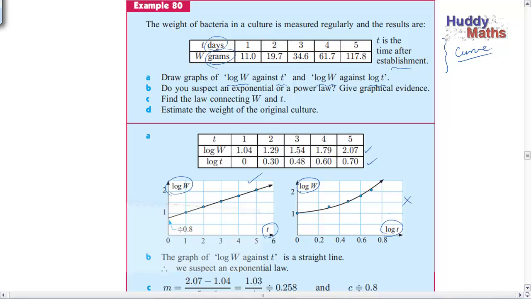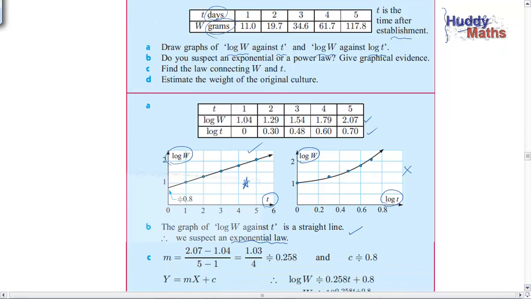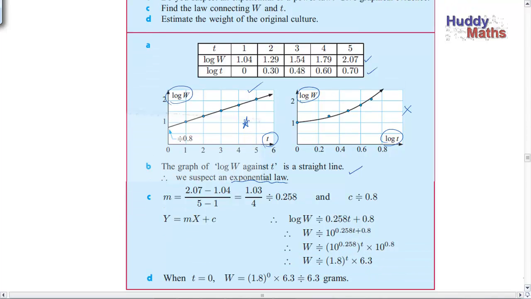So it's not a power function. It's going to be an exponential function. So because that's a straight line, we suspect an exponential law, where you take the log of the dependent variable against the independent variable, and it's a straight line. Okay, so now we could use some approximations here by drawing our line of best fit.